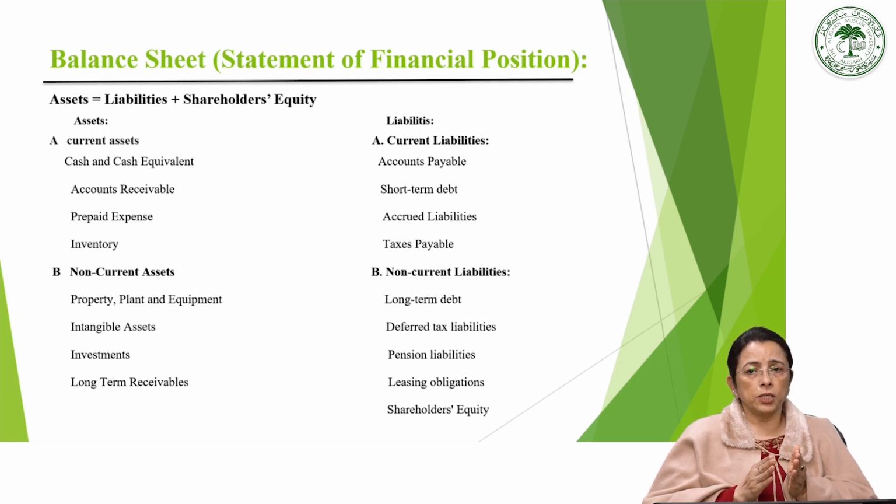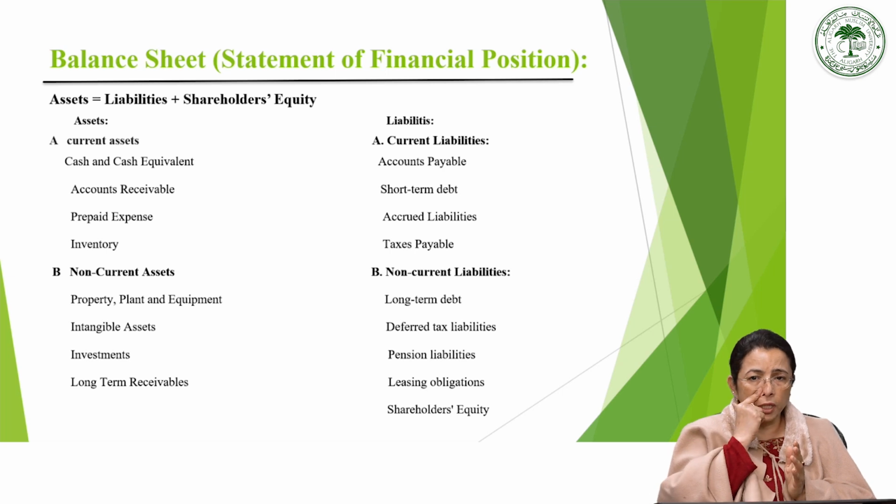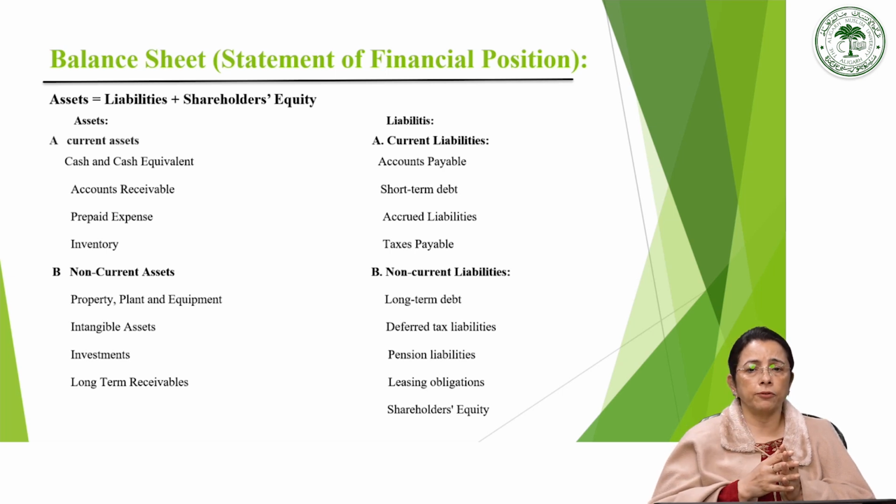So the balance sheet gives us a long list, as put before you. Let us check out the list of assets. First we begin with the list of assets that we have, and the balancing equation is: assets equal liabilities plus shareholders' equity.